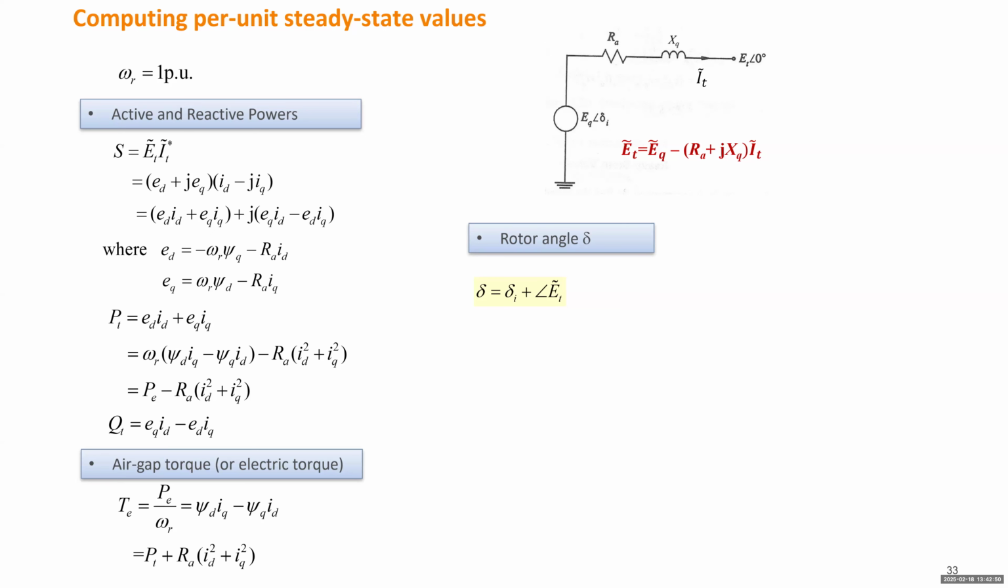Okay, remember how we define the rotor angle. The rotor angle is defined to be the position of the rotor relative to a common reference. So if you define the external system to be the common reference, your delta needs to be equal to the terminal angle plus that delta I. But definitely, if you define this internal source itself as the reference, the rotor angle will be delta I. Right?